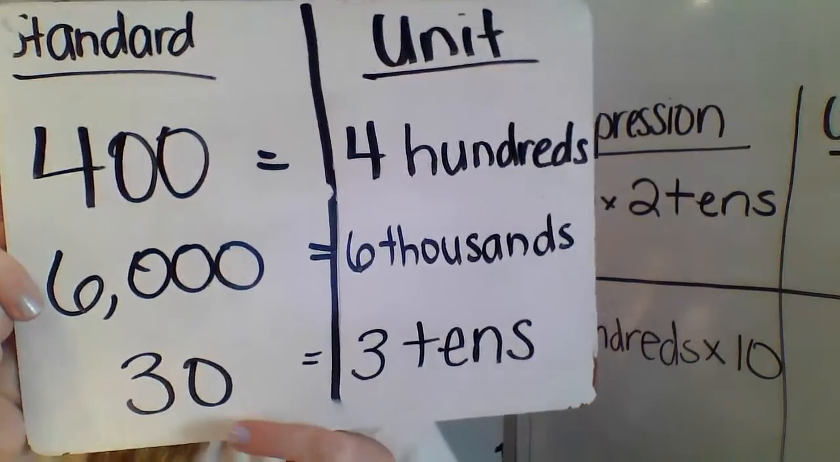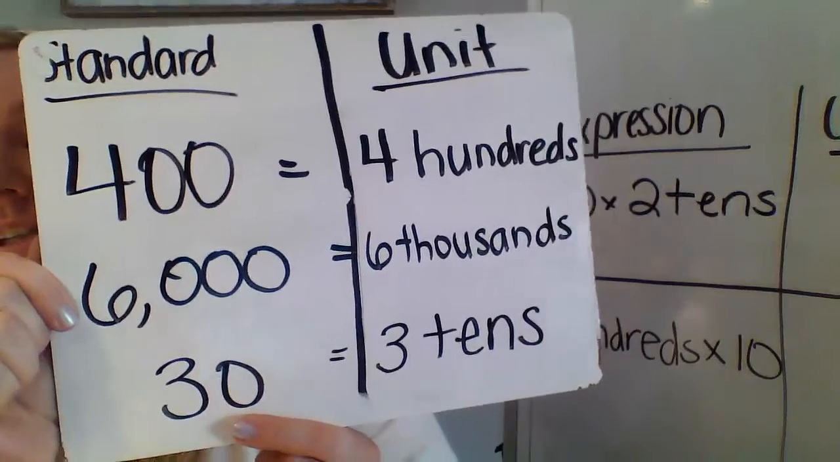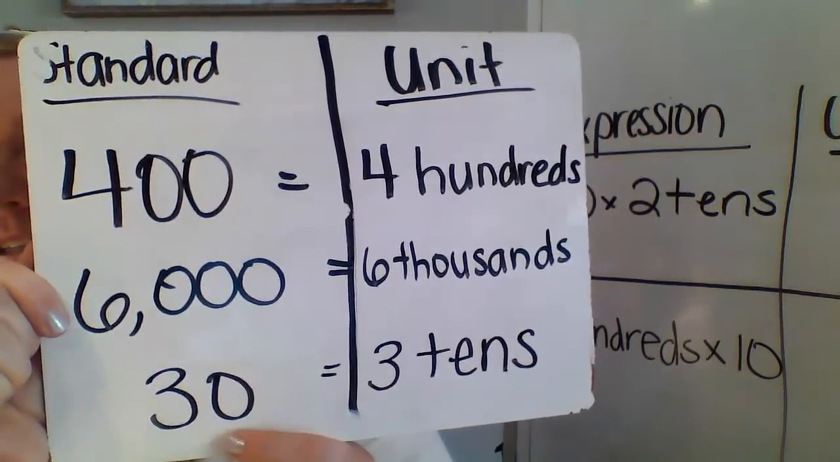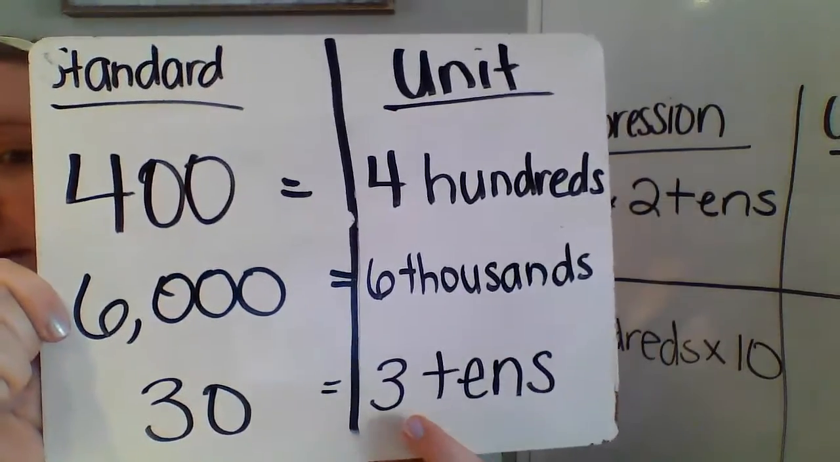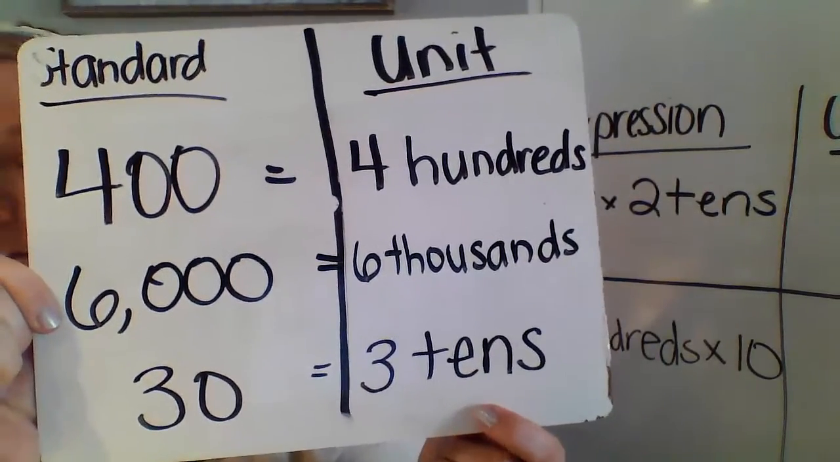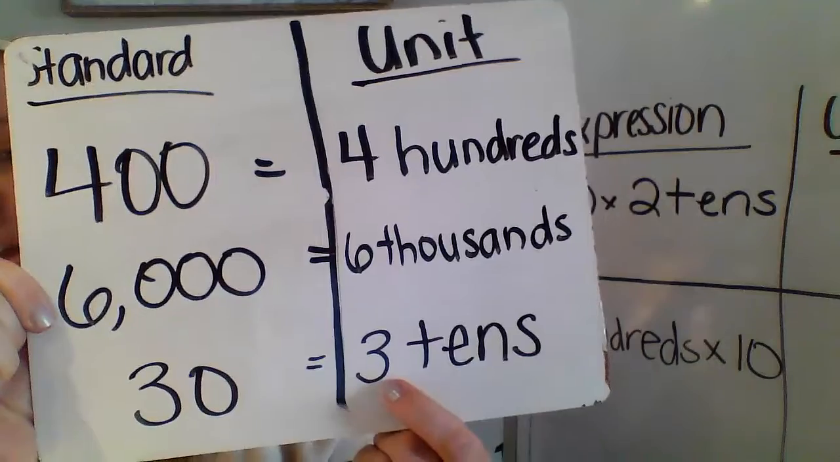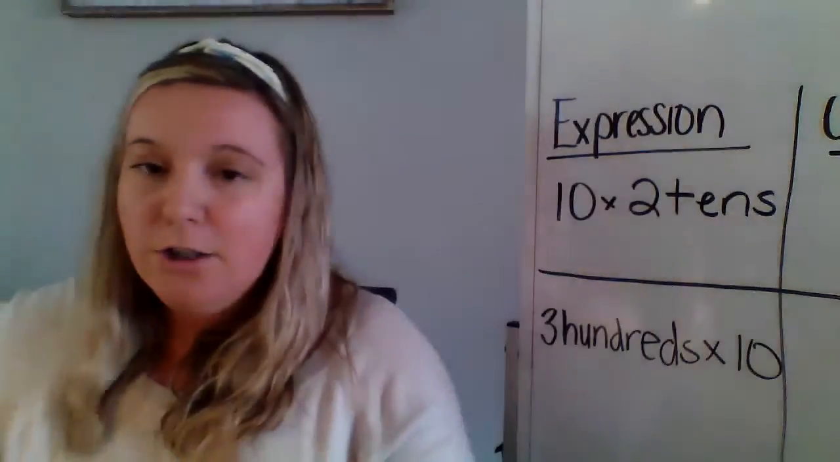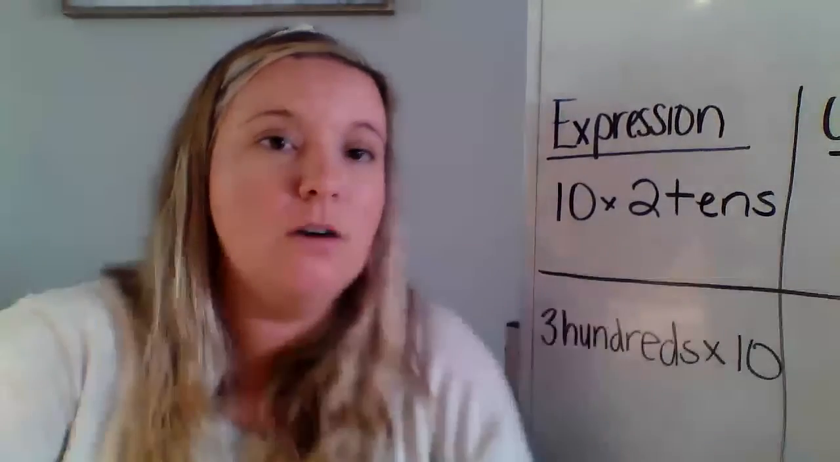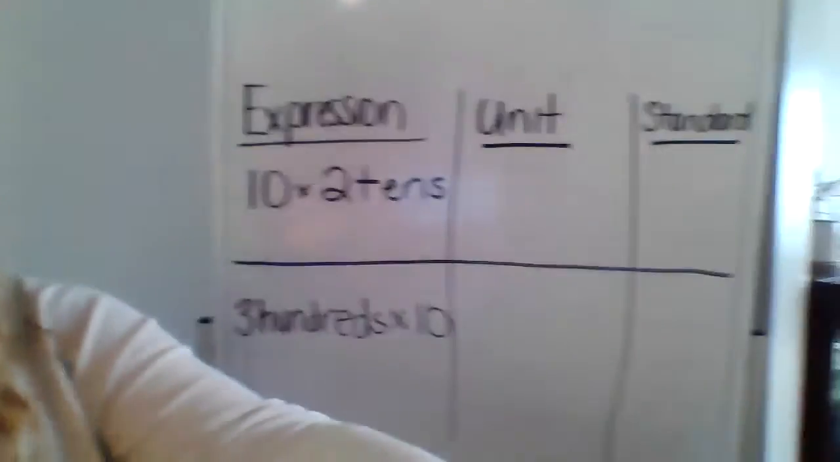Another example is 30. 30 is written in standard form as a 3 and a 0. But if we wanted to write that in unit form, we would have to write the number 3 and tens to represent the 3 place value discs we would put in the tens place. In groups today, we're going to go over a chart that looks similar to this.